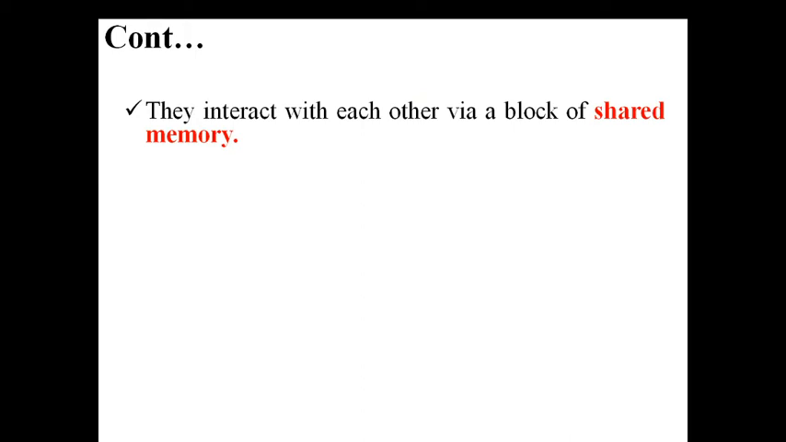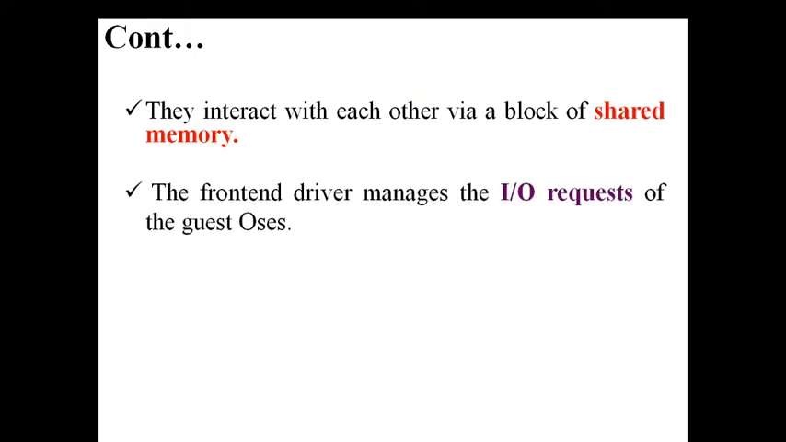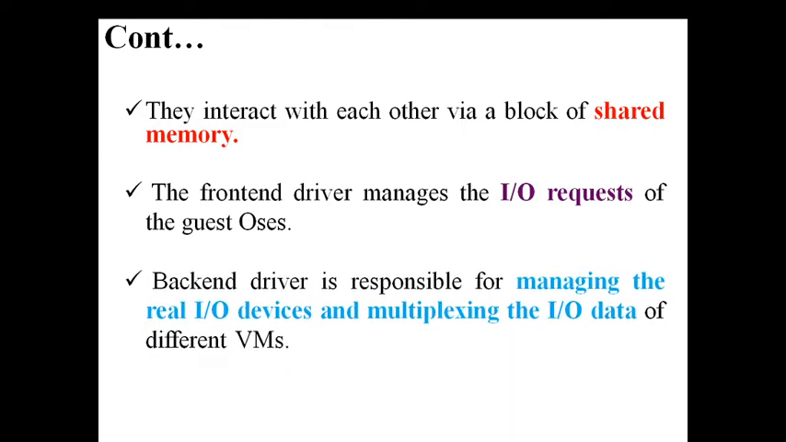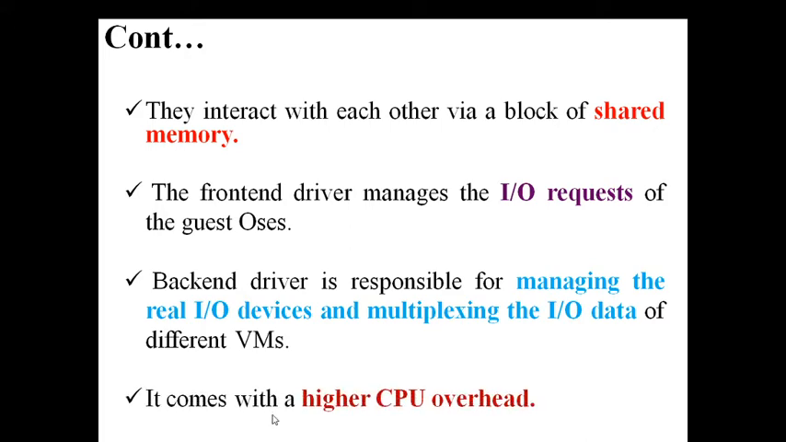They interact with each other by a block of shared memory. So how are they going to interact? By using the shared memory. The front end driver manages the IO requests of the guest OS, and the back end, which I said previously, will take care of our original devices' requests and operations. The back end driver is responsible for managing the real IO devices and multiplexing the IO data of different VMs. It comes with a higher CPU overhead. Why? We need two conversions, from front to back and back to front.